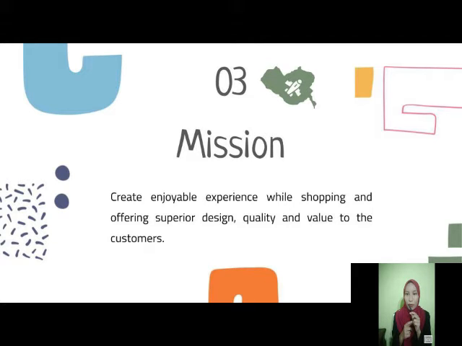So here on the slide, our company mission is making an enjoyable experience for the customer to shop while creating an apparel company that offers superior design, quality, and also value to the customer. Providing customers with an enjoyable shopping experience means we get to turn a much larger number of visitors into regulars. After all, people are not going to shop where they feel unwelcome or taken for granted. We have done the company mission.